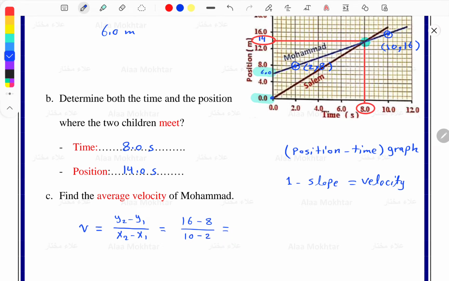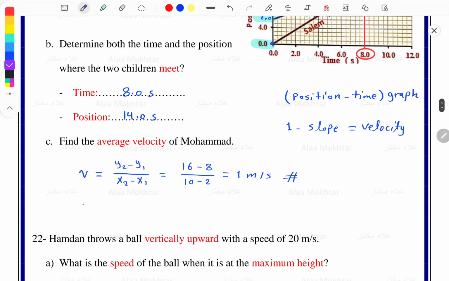The answer will be 1 meter per second. We can write it like that. We can write V equal x final minus x initial divided by t final minus t initial, and write the same numbers. The same numbers exactly. The answer will also be 1 meter per second. It is the average velocity of Muhammad.